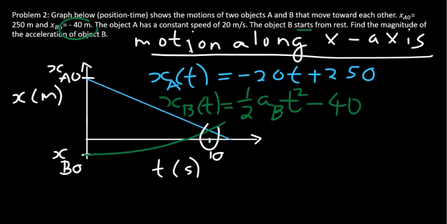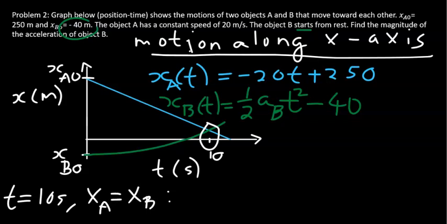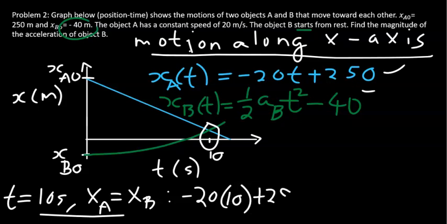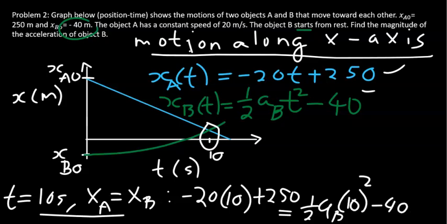At t equals to 10, the two graphs intersect, so the two paths cross each other. So at t equals to 10 seconds, xa must be the same as xb, and this is the information we need to determine the acceleration a sub b. So substituting this information in here and here, we see that minus 20, times 10 seconds, plus 250 equals half acceleration, which we don't know, times t squared, which is 10 squared, minus 40.